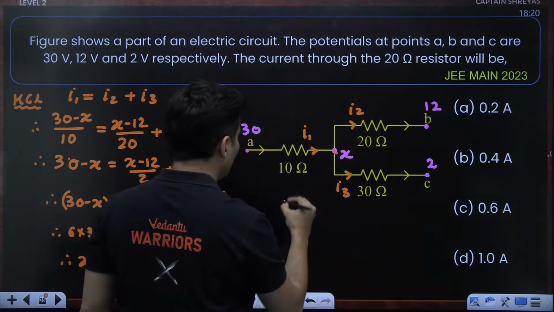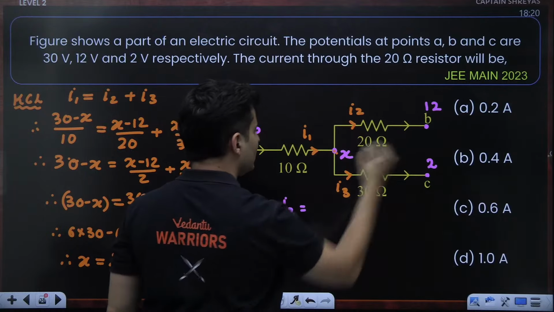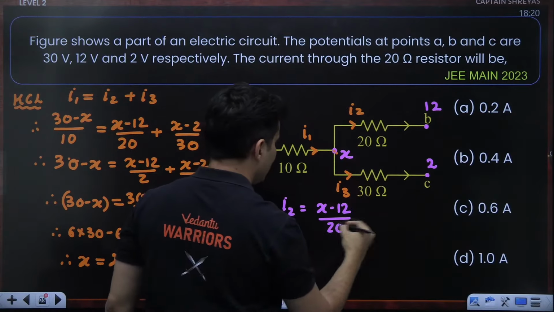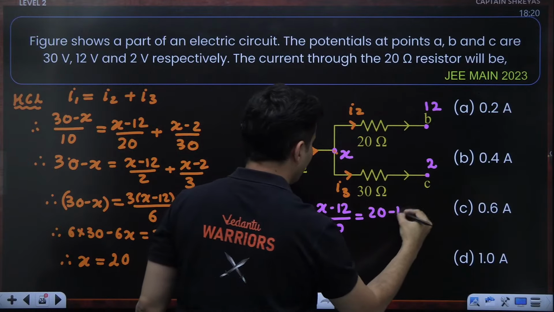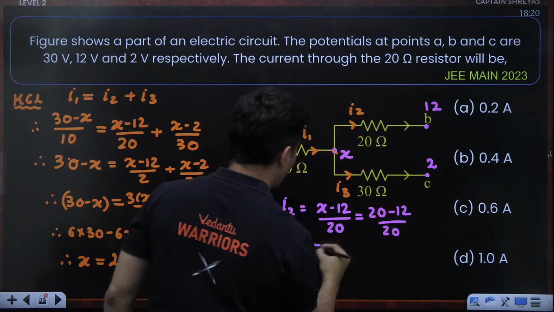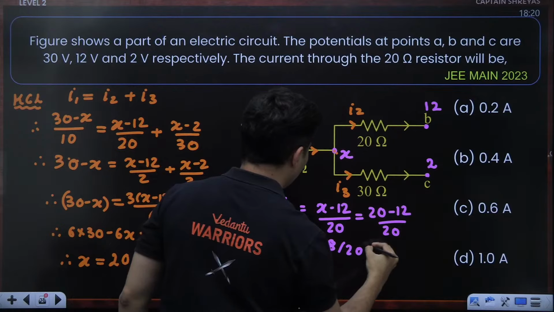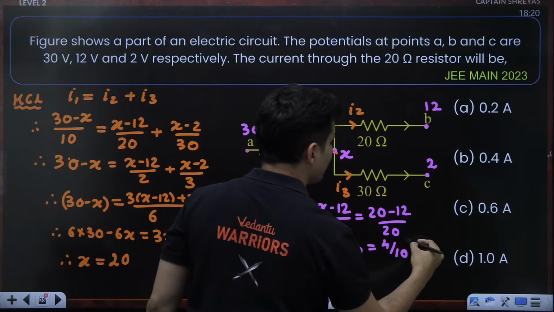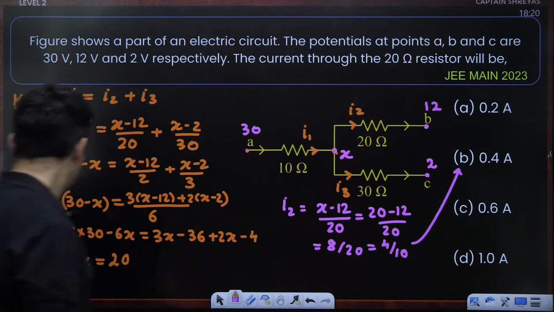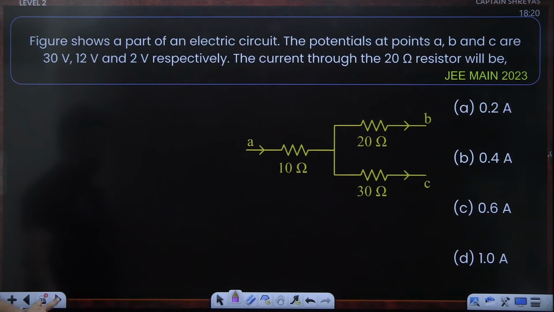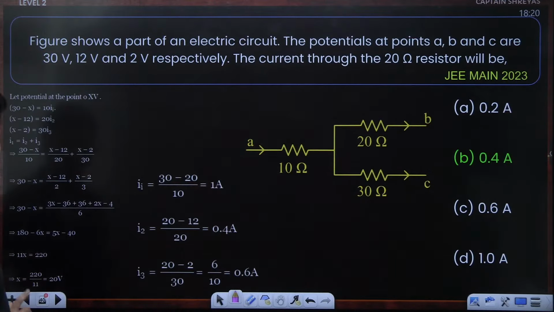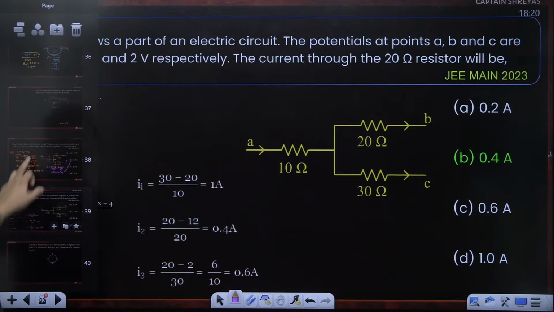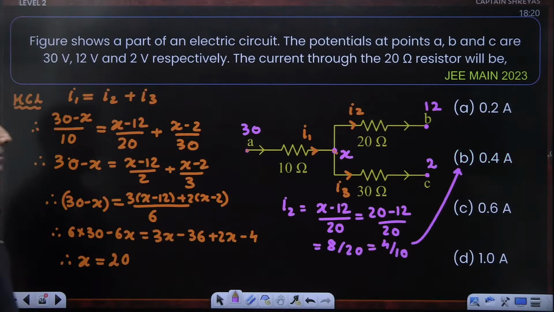So I2 will be voltage, which is X minus 12, divided by the resistance. X we found out as 20, so 20 minus 12 by 20, which is 8 divided by 20. That is nothing but 4 divided by 10, which is basically 0.4 amperes. Yes, that is the correct answer. Very nice. We didn't have to use much space.